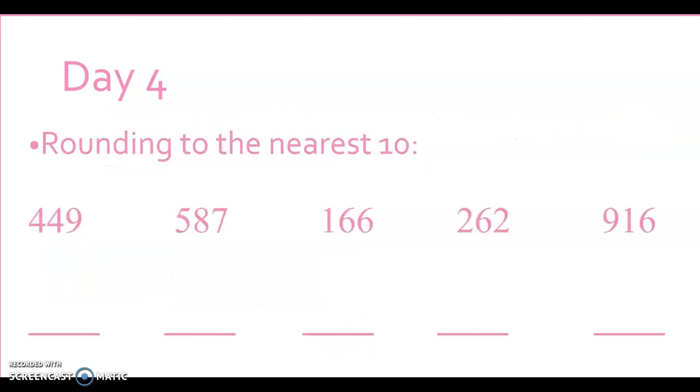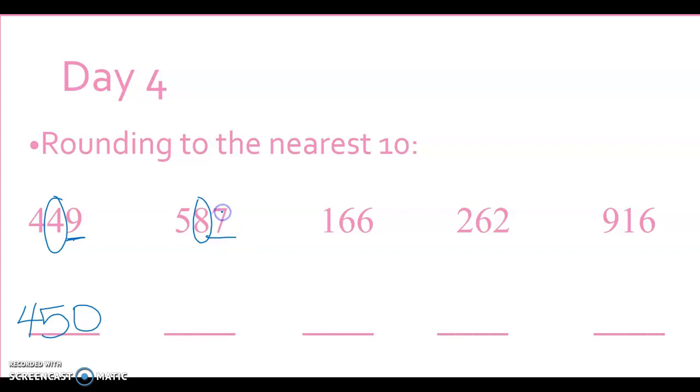Alright, I'll do one of these. We're going to round to the nearest 10. So looking at 449, I see 4 in the tens place, 9 in the ones. So 9 is 5 or more, so we're going to round up to 450. Okay, over here for 587, I have an 8 in my tens place, 7 in my ones.